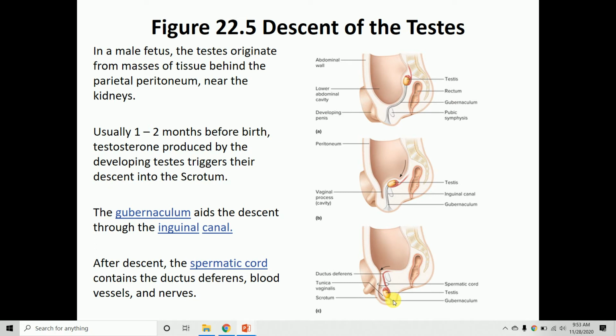The testis, just like any organ, needs blood supply, so it needs an artery, vein, it needs nerves, lymphatics. All of those are going to be pulled down with it through a passageway, and that route is known as the inguinal canal. All of the structures that were pulled with it are known as the spermatic cord. So the spermatic cord would have the blood supply, the nerves, the lymphatics, and it will also have the ductus deferens.